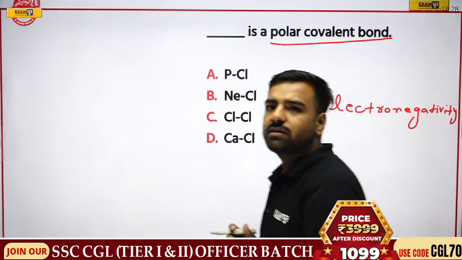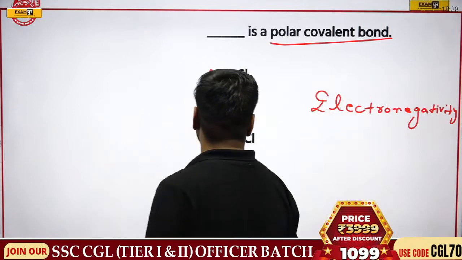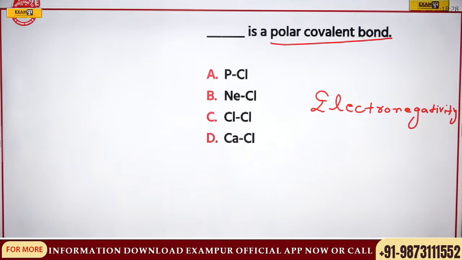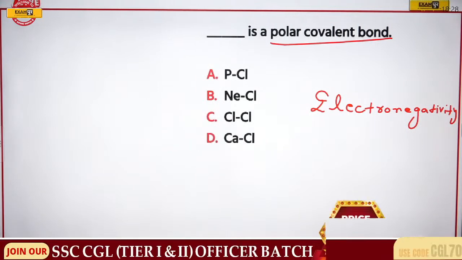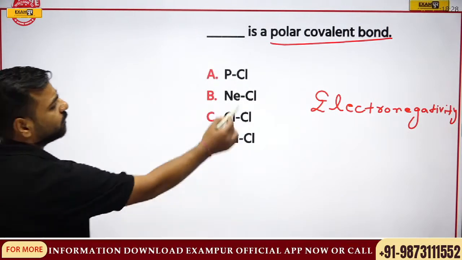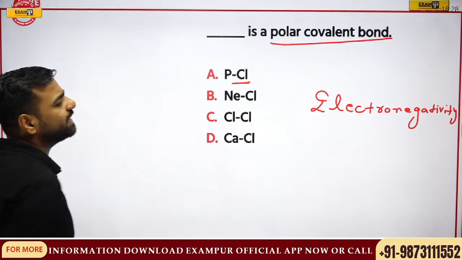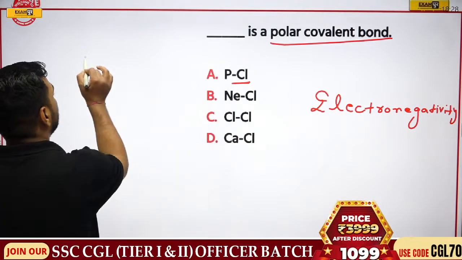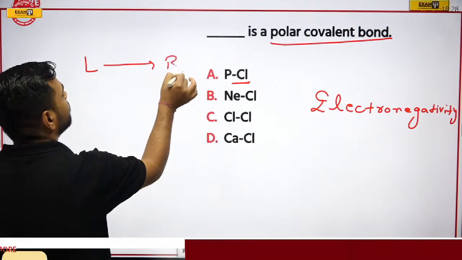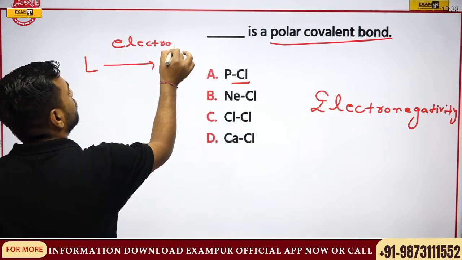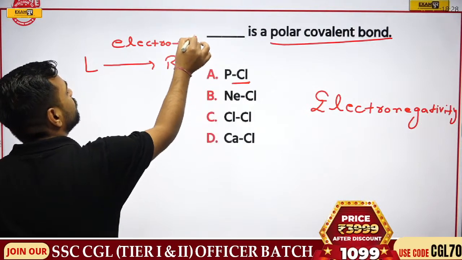Fine. So yes, Vikramaditya has given the answer, so it would be CaCl. But no, Vikramaditya, if I go with this part, your answer, that is PCl, is going to be the correct one. Now why? Please try to understand. If I talk about electronegativity, chlorine is actually more electronegative. Now how can I tell this? I know when I move from left to right, the electronegative nature actually increases.